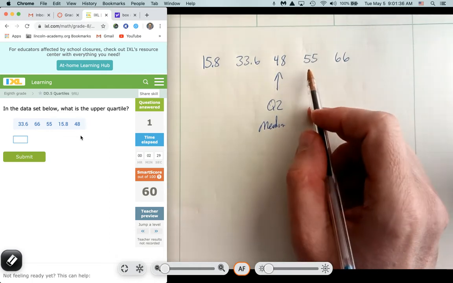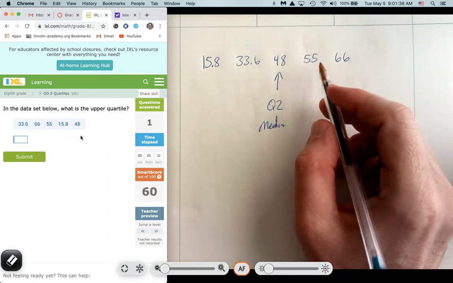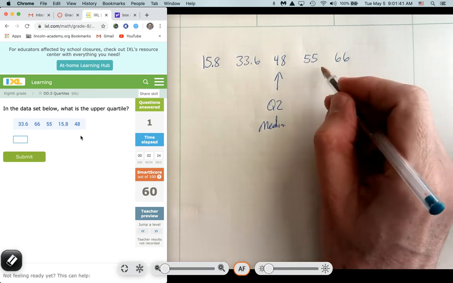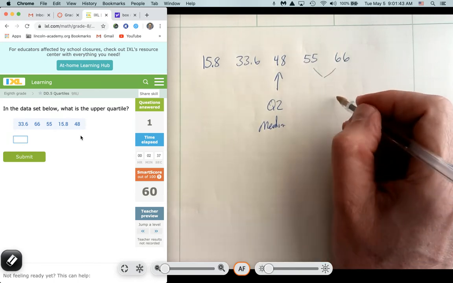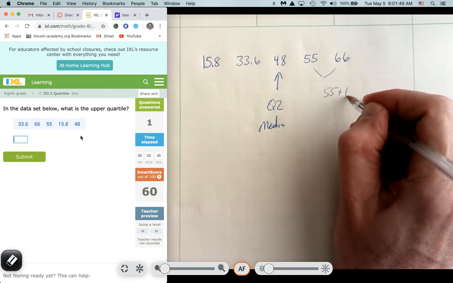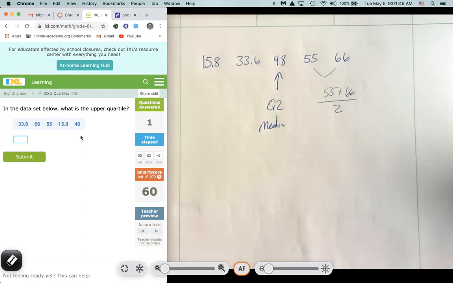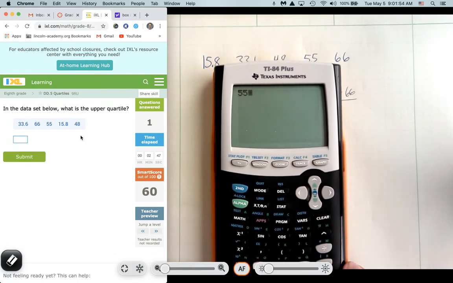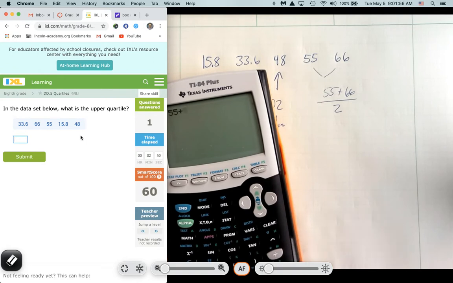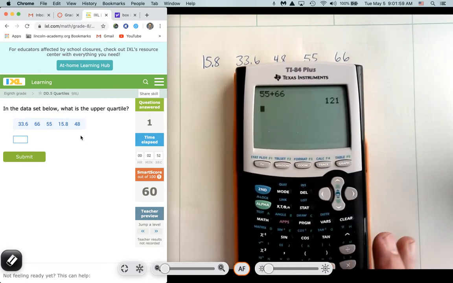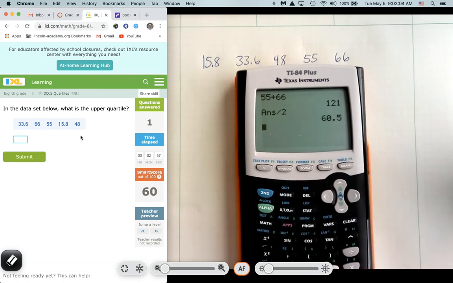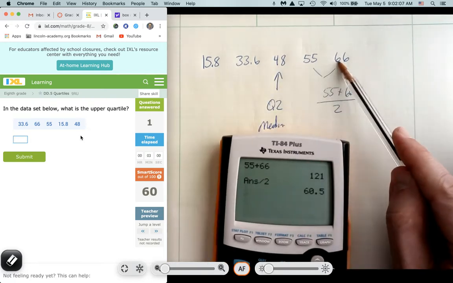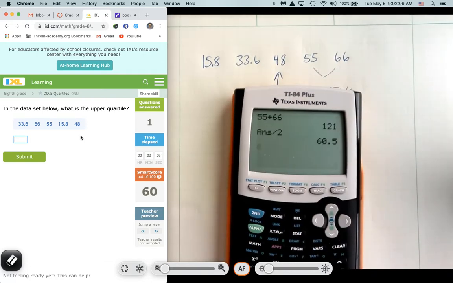So my upper quartile, which is what it's asking for, is going to be the middle of these two numbers. But since there's an even number, I'm actually going to take the average. So just grab your calculator and go 55 plus 66 divided by 2, because that's how you find average, right? 55 plus 66 equals, make sure you hit equals, and that's 121, and I divide by 2, and I find out my upper quartile is 60.5. Again, it's the number that's right in between those two. And again, it can be a decimal, 60.5.